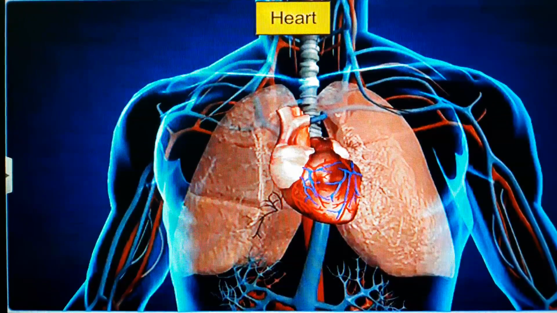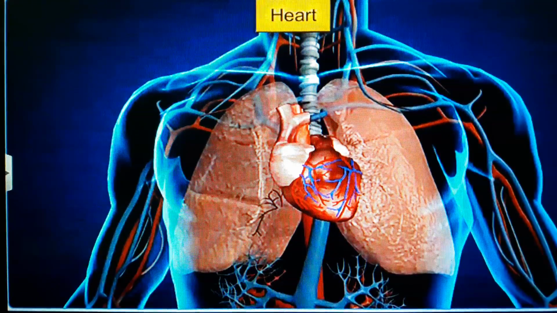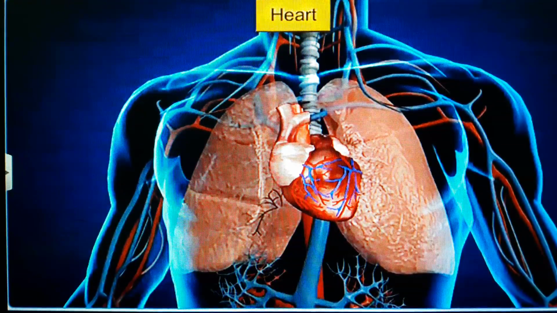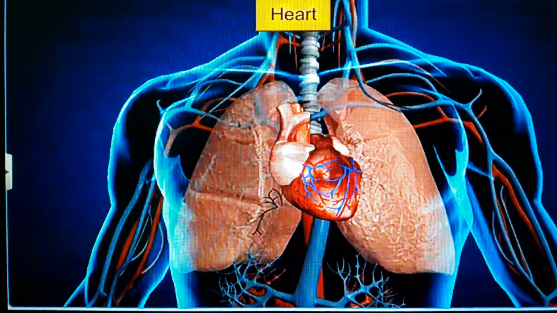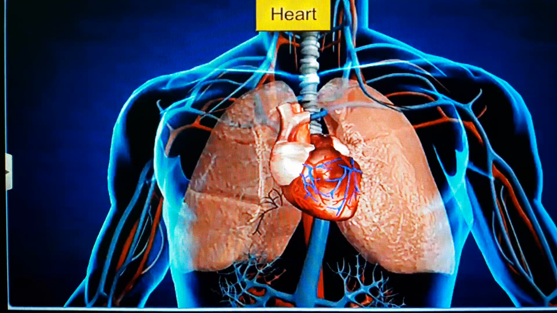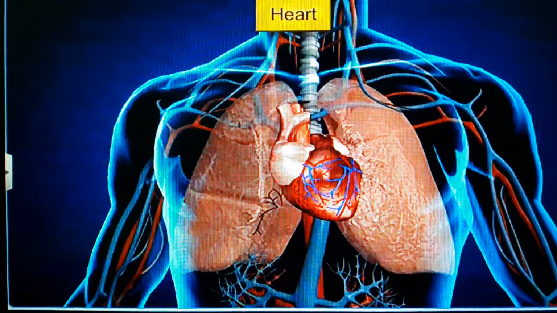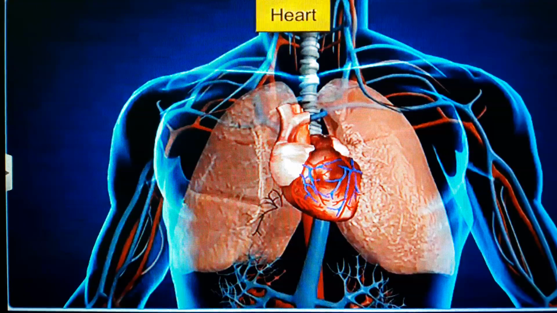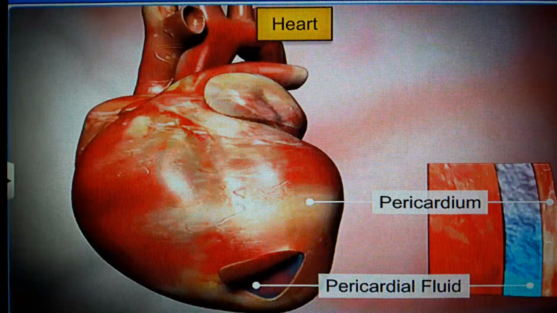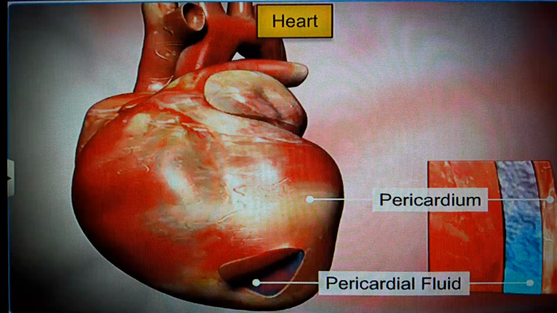Second, shape and size. The heart is a hollow, muscular, cone-shaped organ. It is about the size of a fist and weighs about 300 grams in men and about 250 grams in women. It measures 12 centimeters in length and 9 centimeters in width. So this is the size of the heart. And the heart is enclosed in a membranous sac called the pericardium.